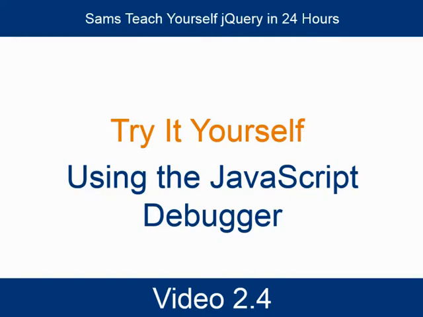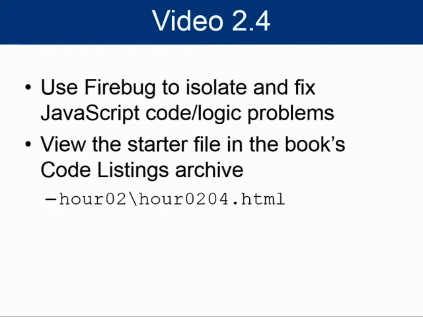Video 2.4, Try it yourself, using the JavaScript Debugger. In this Try it yourself exercise, we'll use the Firebug add-on one more time to isolate and fix JavaScript code and logic problems in a web page. You can view the starter file by going into the book's code listings archive.